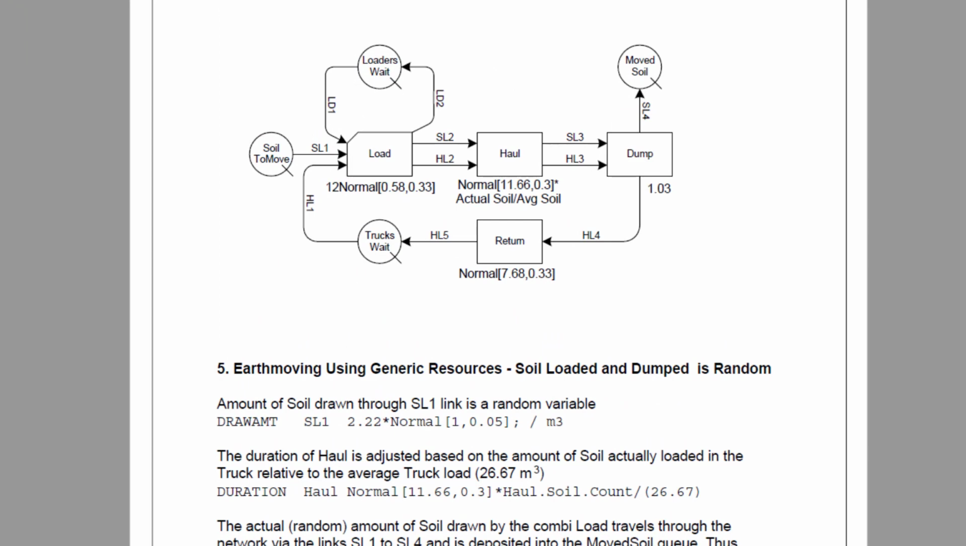This model is different from the previous models in that the amount of soil that is drawn through link SL1 is now a random variable, and that the duration of haul is sensitive to the amount of soil that is actually loaded on a truck. If a truck is heavily loaded, then the duration of haul should be longer than if the truck is light.